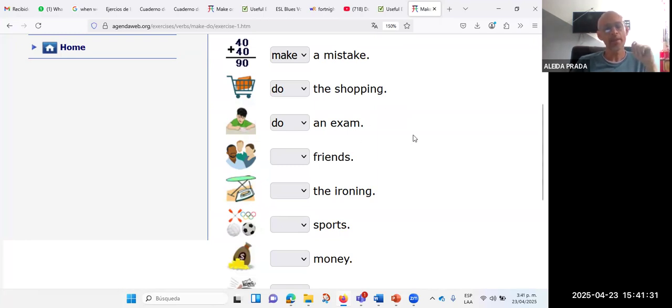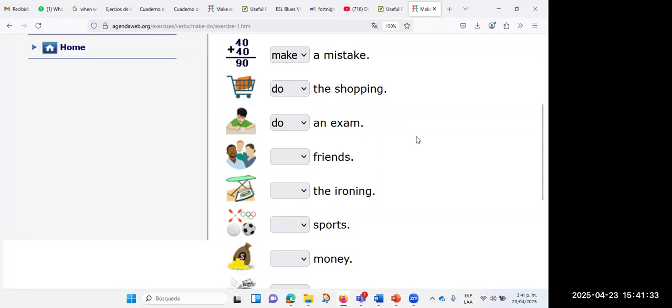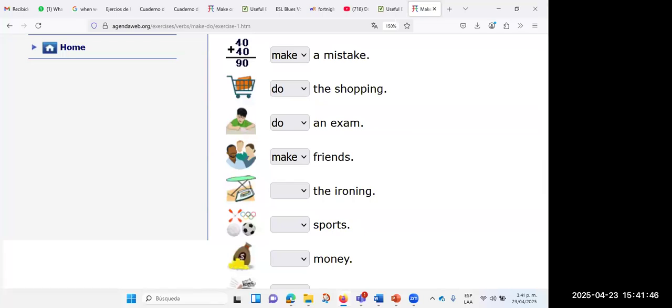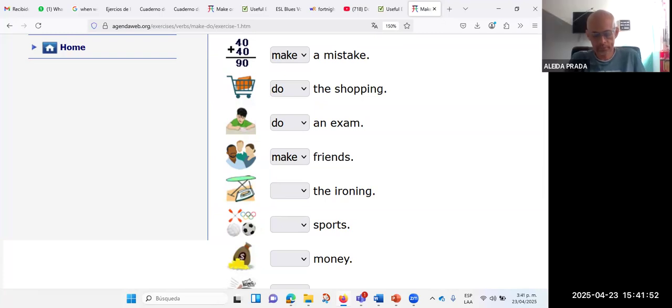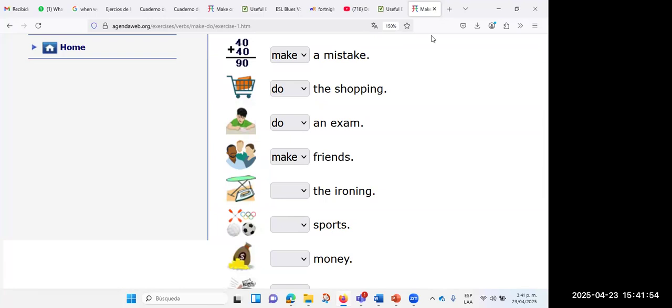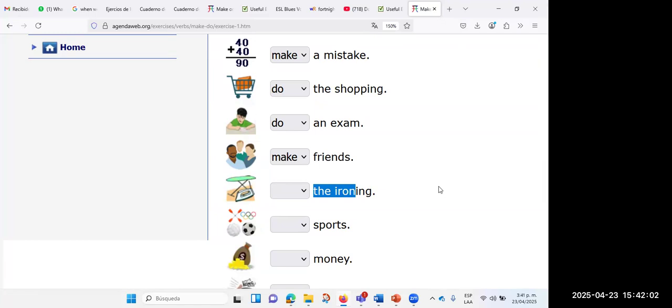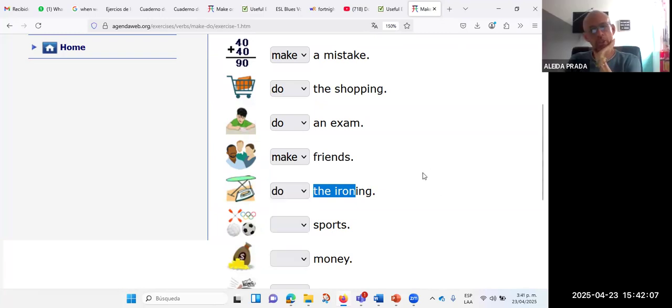That's a good point. Okay, make friends or do friends? I think it is make. Yes, make friends. Do the ironing or make the ironing? Ironing, I can say that word in Spanish, is planchar. Oh my goodness, I need to write that word. The iron is the object that you use to iron it. Okay, I think you do the ironing. Yes, that's correct. Do the ironing.